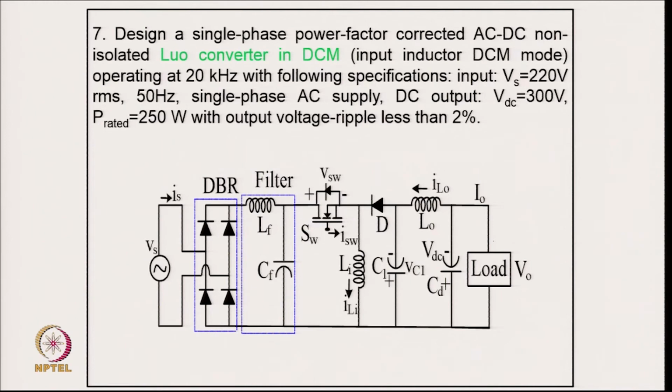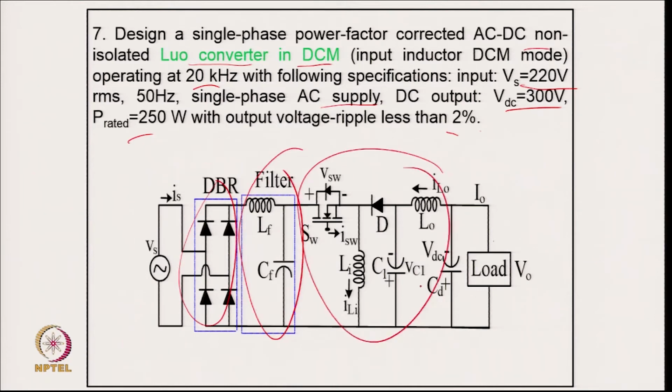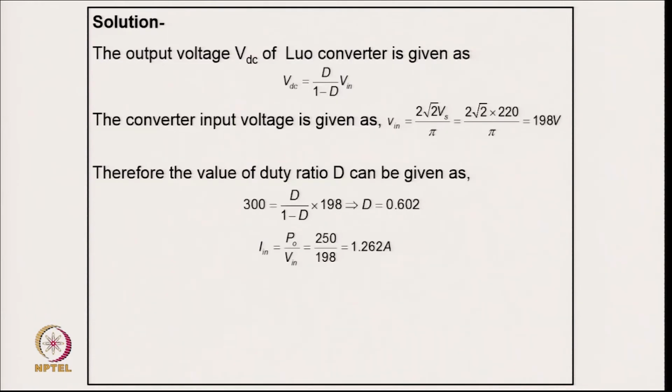Now, coming to example 7: design a single phase power factor corrected AC/DC non isolated LEO converter operating in discontinuous conduction mode, at 20 kilohertz, with the following specification: supply voltage of 220 volt, 50 hertz single phase AC supply, DC output voltage of 300 volt, power rating of 250 watt, and output voltage ripple of 2%. This is typically the circuit of the LEO converter. After the diode rectifier, we have an EMI filter followed by this LEO converter, and then typically an output capacitor.